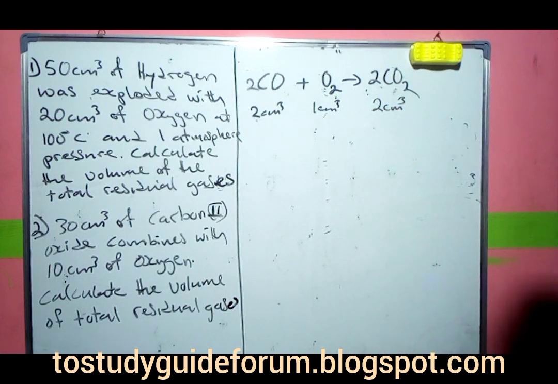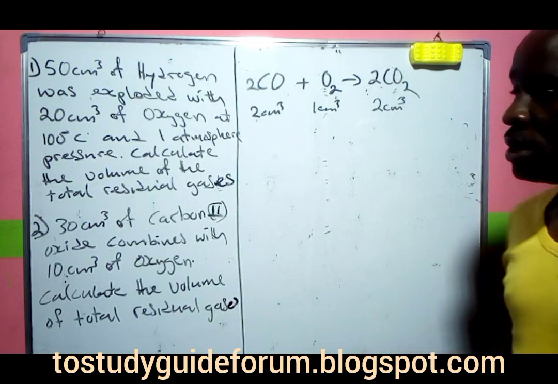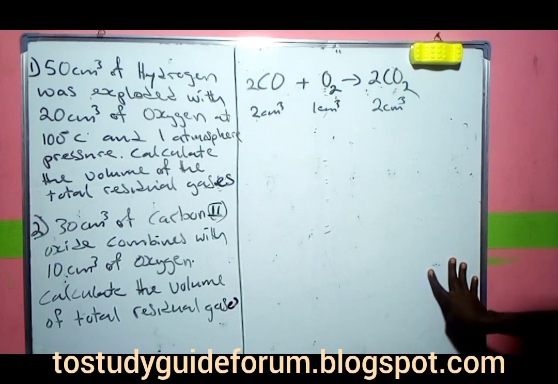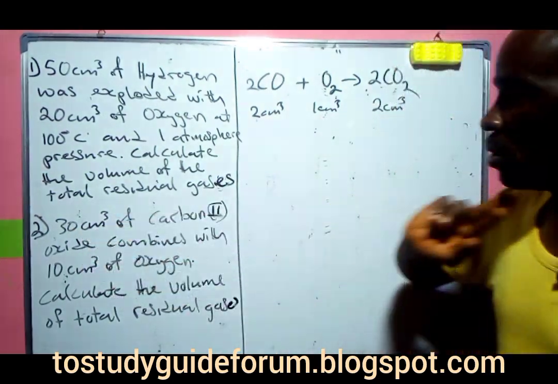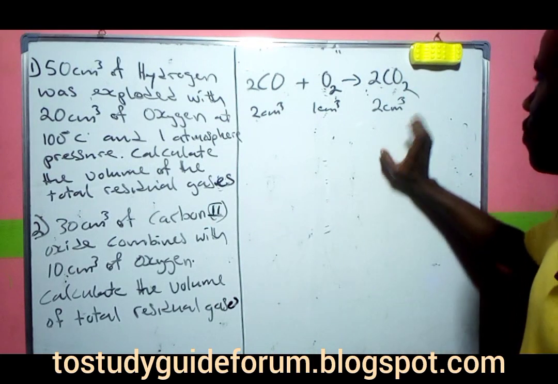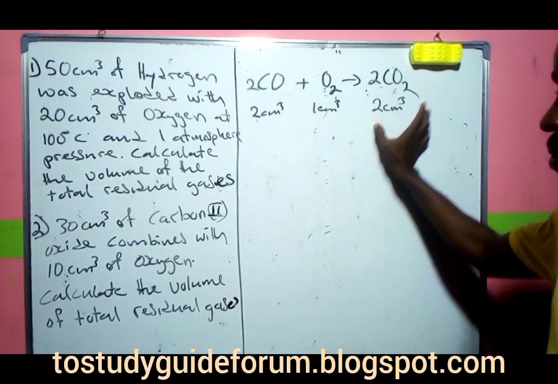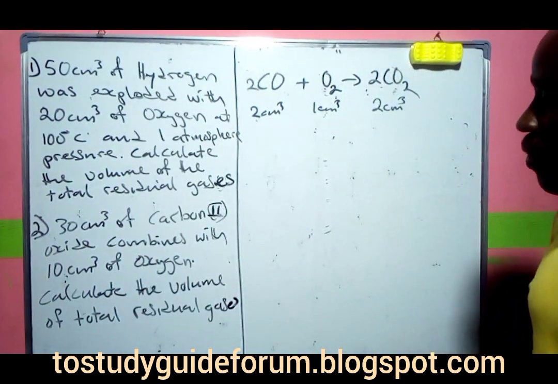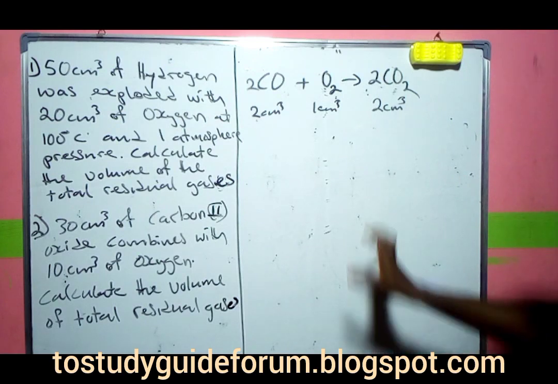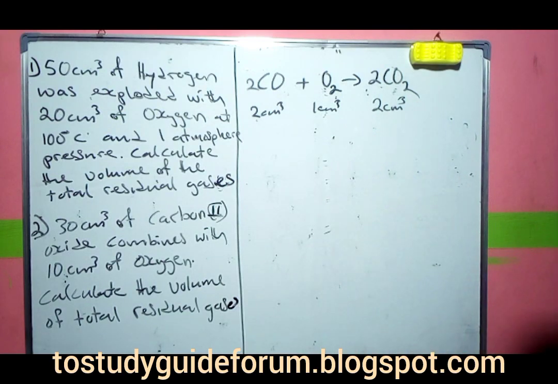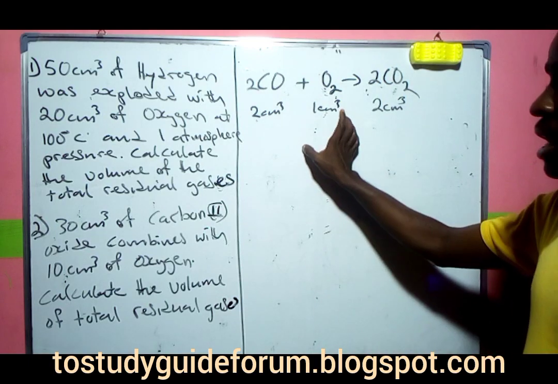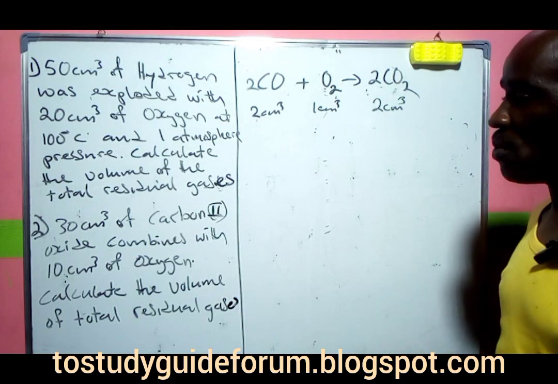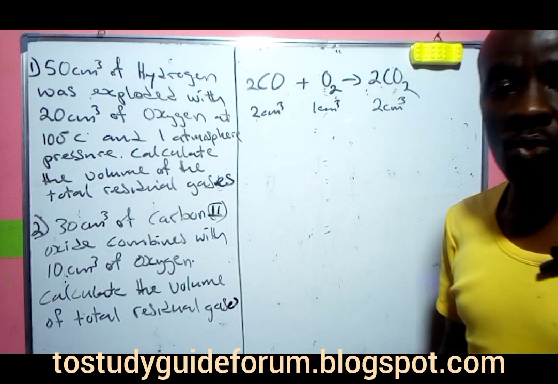Now, like we did before, we need to find out the one that is in excess and the one that is limiting. The 30 cm cube of carbon 2 oxide will give us 30 cm cube of carbon 4, while 10 cm cube of oxygen will give us 20 cm cube of carbon 4. That means oxygen is the less, while carbon 2 is in excess. So at the end of the reaction, some volume of carbon 2 will remain.